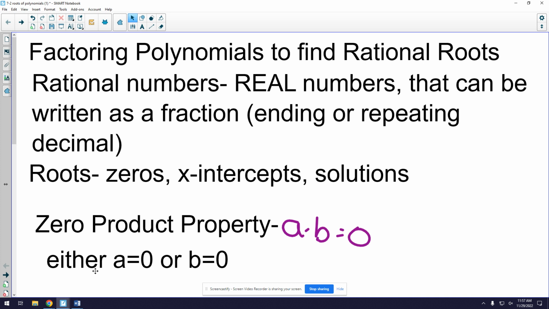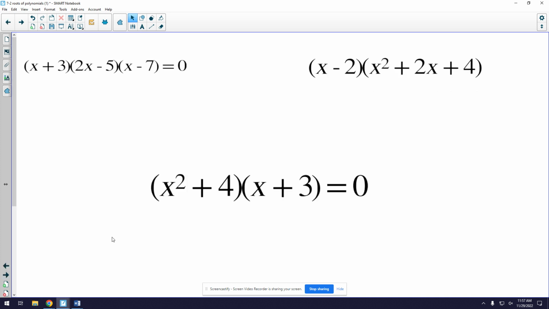So let's start with just using the zero product property. Now, in all of these problems, every single problem, I only want the rational answers. I do not want any imaginary answers or any irrational answers, only rational, which means I don't need you to find all of the roots. I need you to find all of the rational roots.